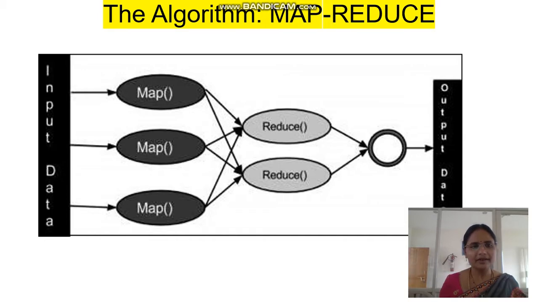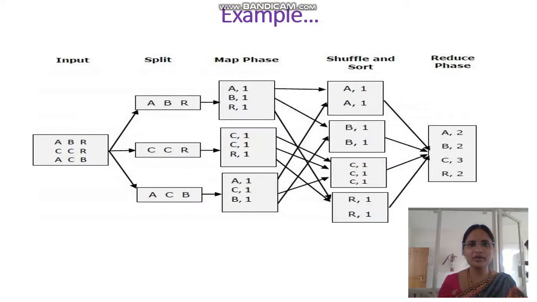First, look at the simple figure. The input data is categorized and a map function is applied. After that, it is shuffled with the other groups and all similar kinds of items are made into the same group, and this is reduced to a simple format. So this is what we call the output data. Let us see one more example.